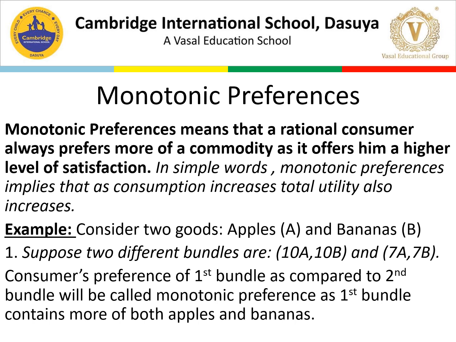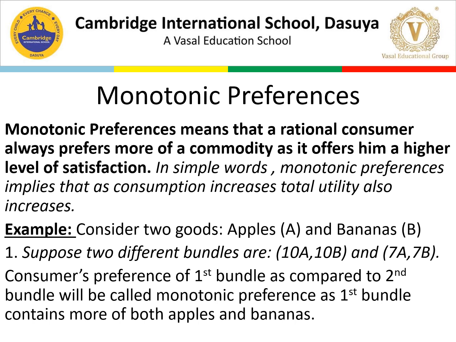We can consider two goods here, apples and bananas. Suppose two different bundles are there, 10A and 10B. That means 10 units of apples and 10 units of bananas, giving the same level of satisfaction. The next bundle is 7 units of apples and 7 units of bananas. These are also giving the same level of satisfaction.